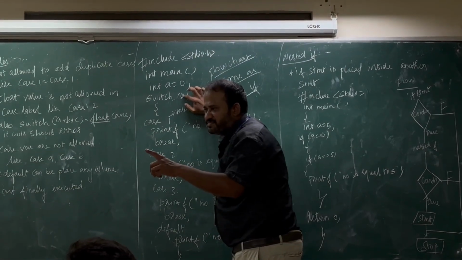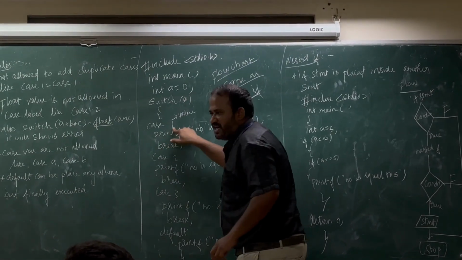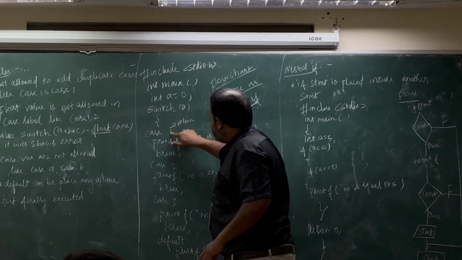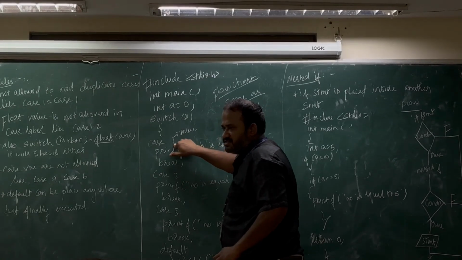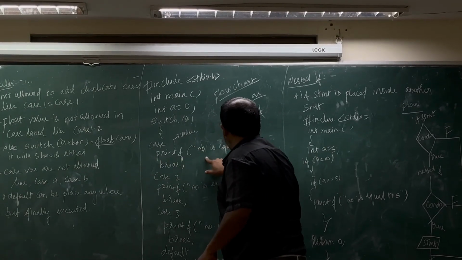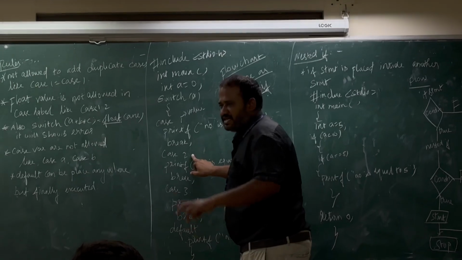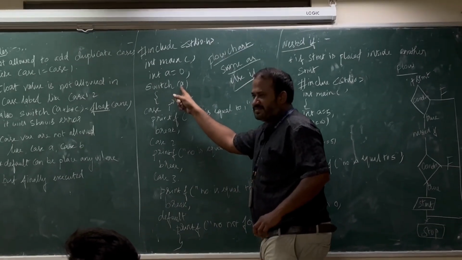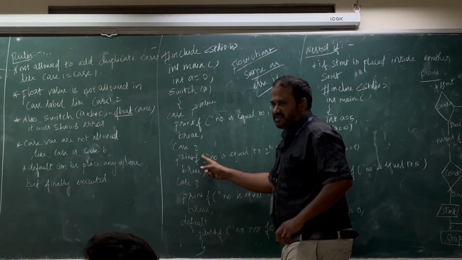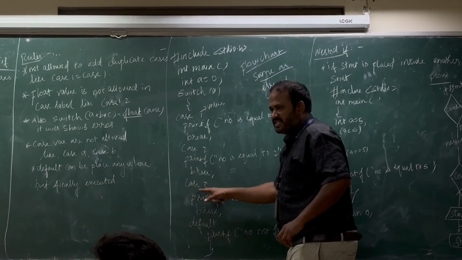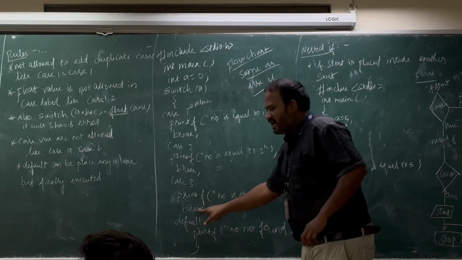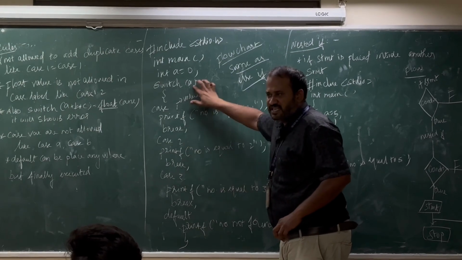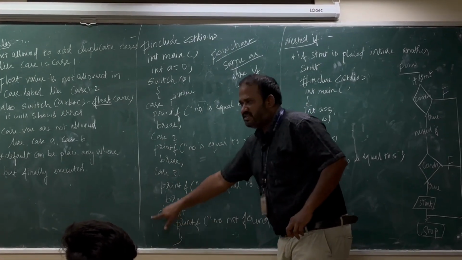Where will it compare? First the case of 1. The switch value here is 0 and this case is 1. Does this condition satisfy? No. So it will go to the second condition. Then it will check this, which is 2. What is the switch value here? 0. This is also not satisfied. Then it goes to the third condition and checks again. It is 3, and the value is 0. So this will not satisfy, and automatically it will print the default.